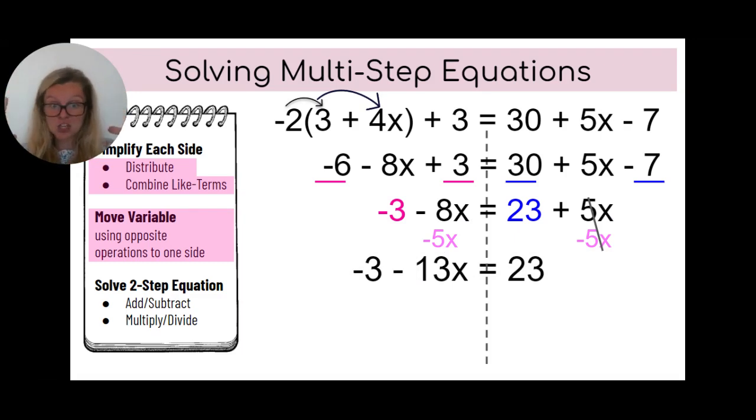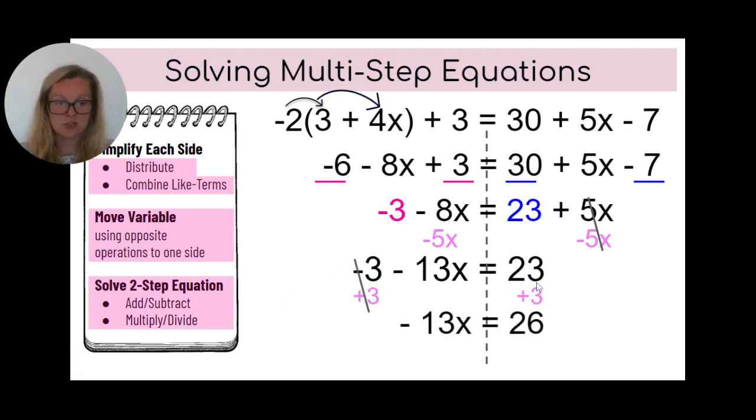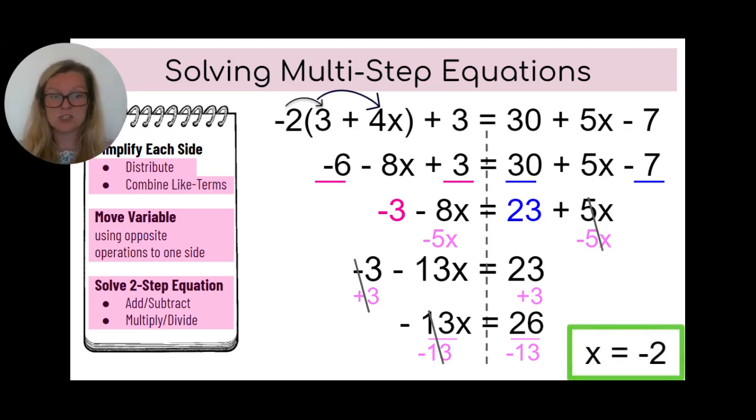Now I'm like, oh my gosh, look, it is a 2-step equation. I have only one variable on one side. I'm going to need to move this 3 first and then move the 13. So again, solving 2-step equations, I'm going to add and subtract. So I'm going to undo the -3 by adding 3 to both sides. They'll cancel on the left. 23 plus 3 gives me 26. We're almost done. Get the x completely by itself. So to undo -13x, I'm going to divide by -13. They will cancel on the left, and 26 divided by -13 will give me x is equal to -2.